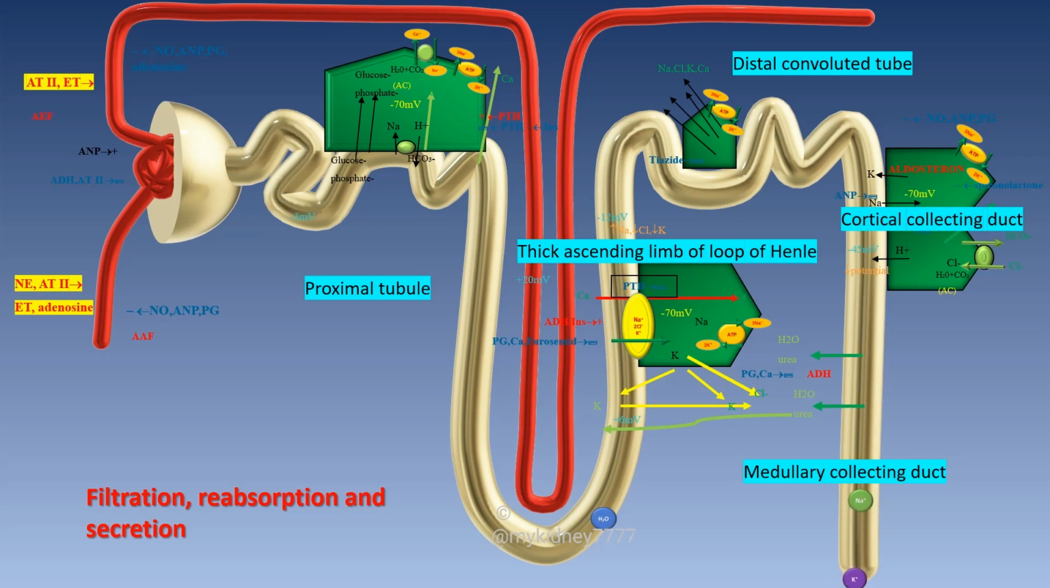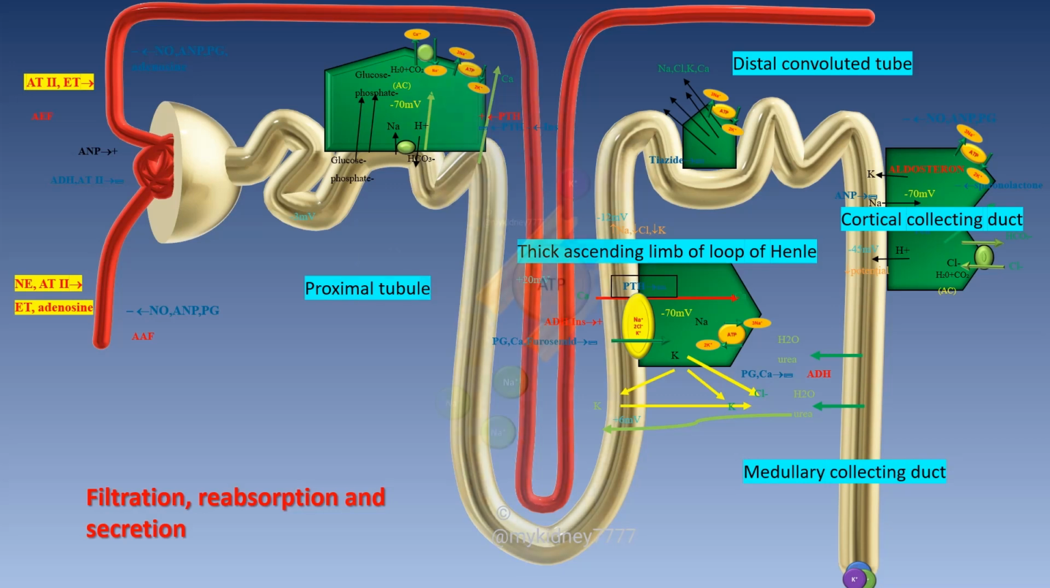Reabsorption is important in the proximal tubule for sodium, potassium, bicarbonate, glucose, phosphates, amino acids, calcium, chloride, water, while the distal parts of the nephrons complete the sodium, potassium and water reabsorption and secrete hydrogen and potassium.